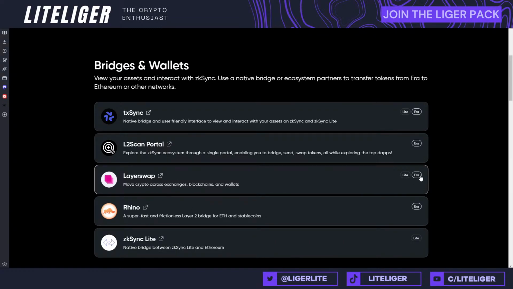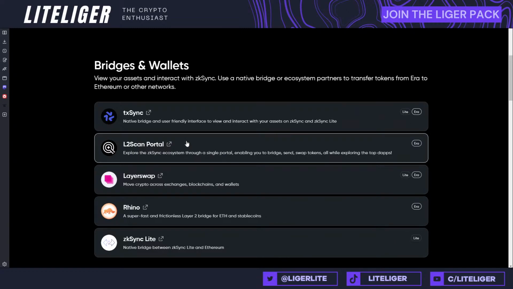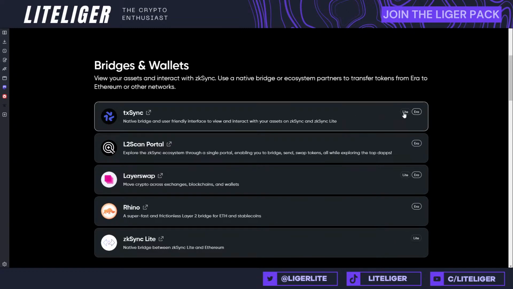Make sure that you pick the ones labeled Era, four of these have Era. That's important to look into, so as not to be confused with Lite. Lite is not exactly its own mainnet, I think it's like a smart contract of sorts.